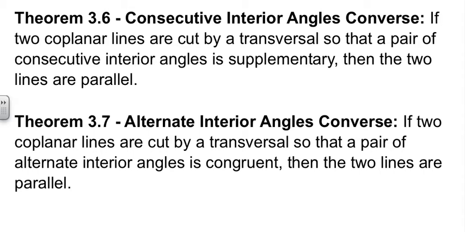Not to be confused with 3.6 here, the consecutive interior angles converse. In this case, remember when we had consecutive interior angles, they're not congruent, they're supplementary. So if those two angles add up to 180, that tells me the lines are parallel.